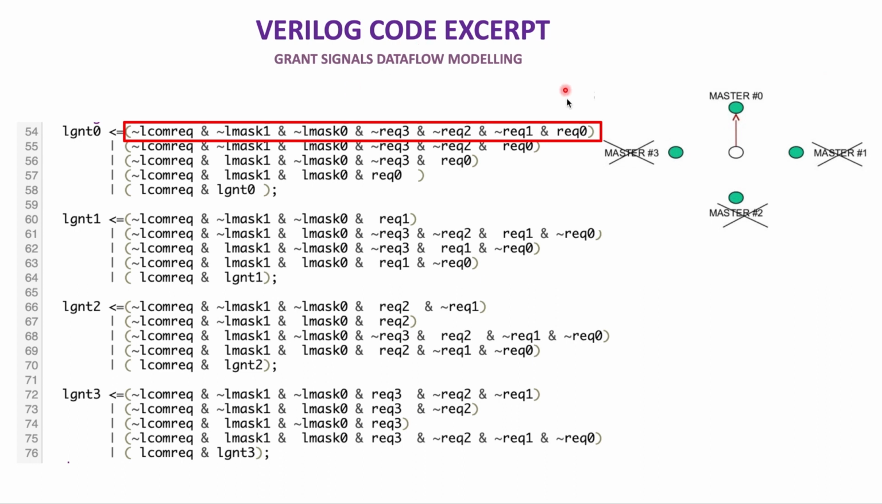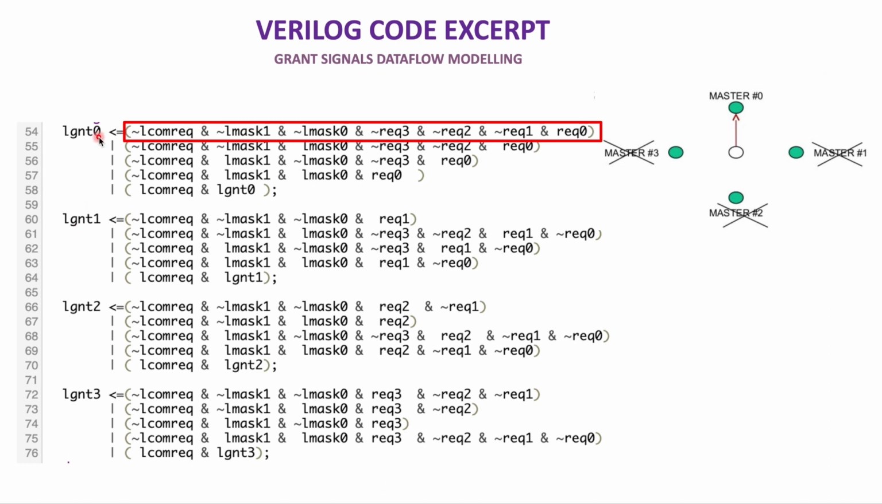And if the request 0 signal is 1, with all the other requests, request 1, 2 and 3 being 0, then we get the last grant 0 value as 1, whereas last grant 1, 2 and 3 are 0.